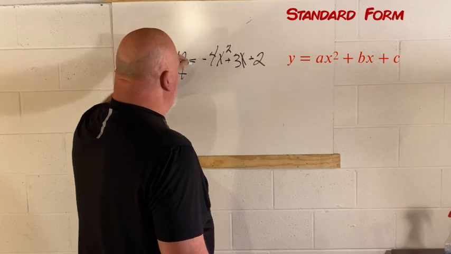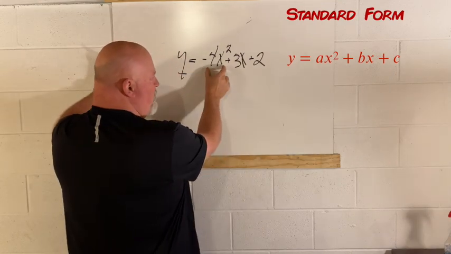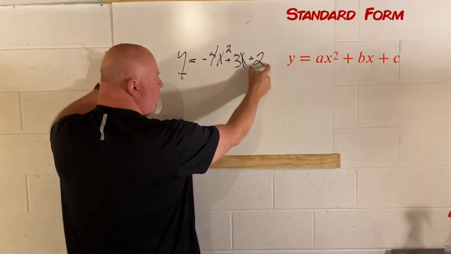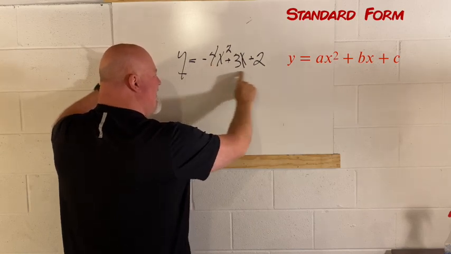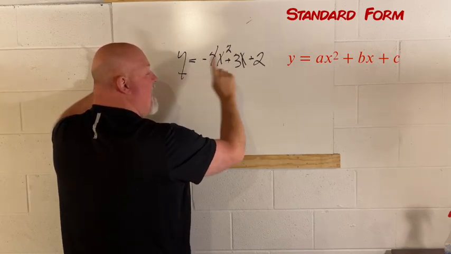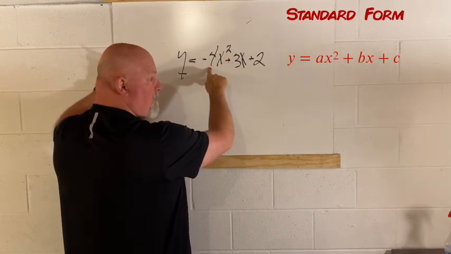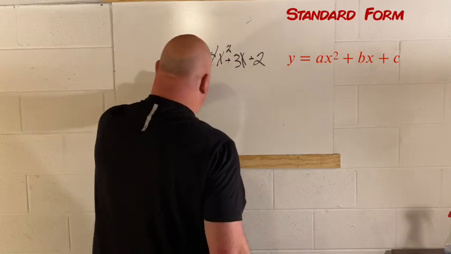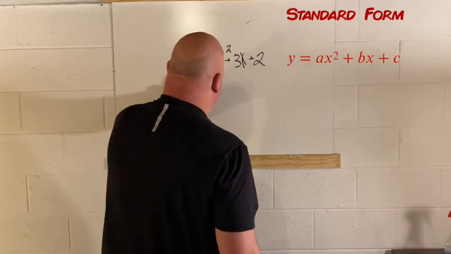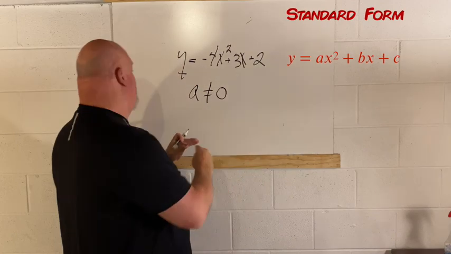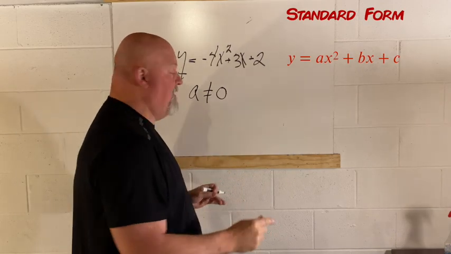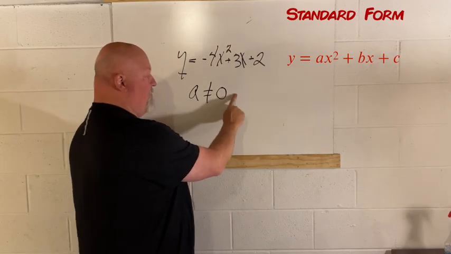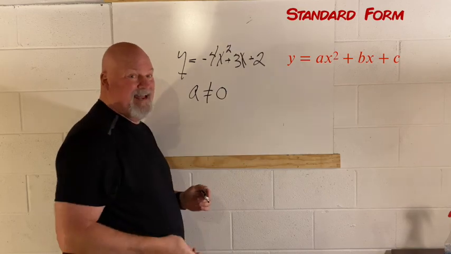Standard form is where you have the quadratic term, linear term, constant term. And these can be any number they want to be, except this one right here. This one right here, a cannot be equal to 0, ever. It can be equal to anything else, but it can't be equal to 0. Now, b and c can be equal to 0, but not a.